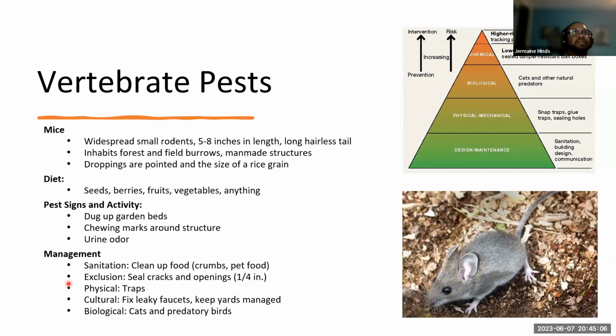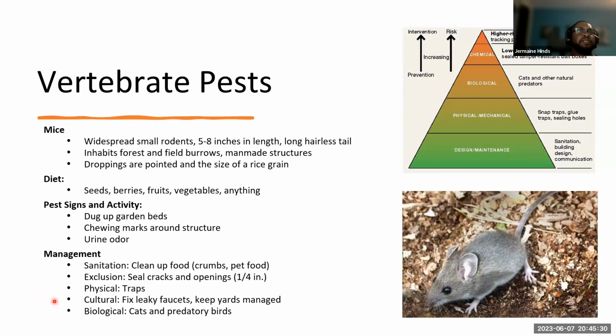There's exclusion, so seal cracks and openings less than a quarter inch. Mice are tiny and they can squeeze through really small openings. So you want to caulk or seal whatever those openings are so they can't get through. As far as physical approaches, there are traps. There's humane neck snap traps. There's sticky traps and things like that available.